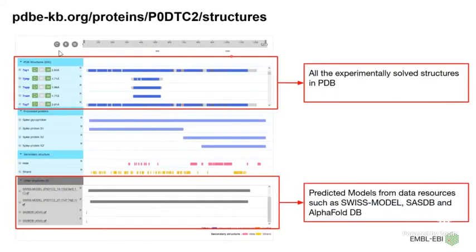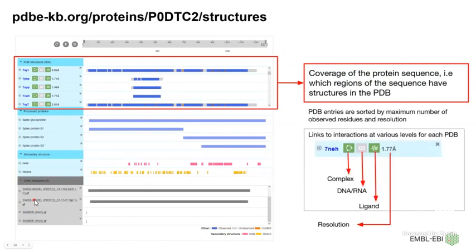Then in this section, you see at the top the experimentally solved structures which we have in PDB. Then we also have data for predicted models from various resources like SWISS-MODEL, SASBDB, and also AlphaFold DB. This section gives you an idea of the region for which we have the known structure. In general, the PDB entries are sorted by maximum number of observed residues and resolution.